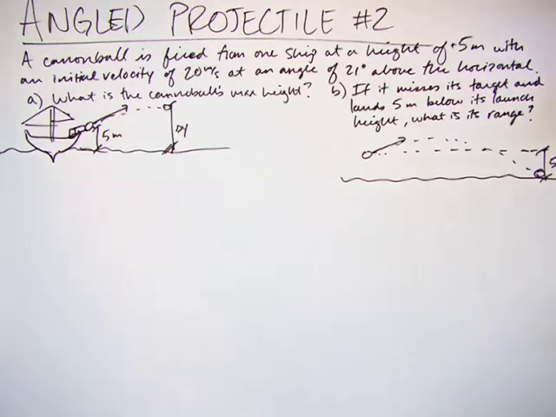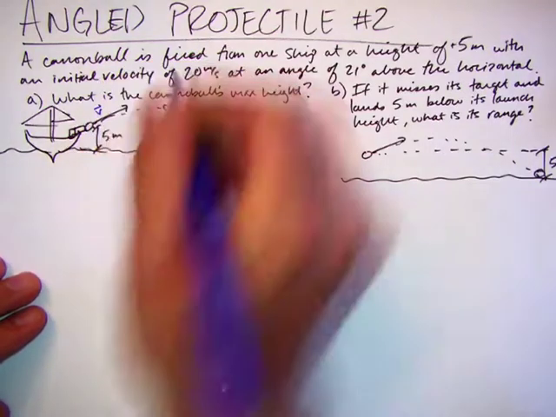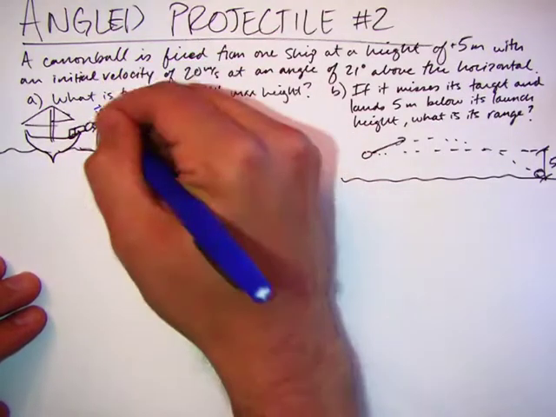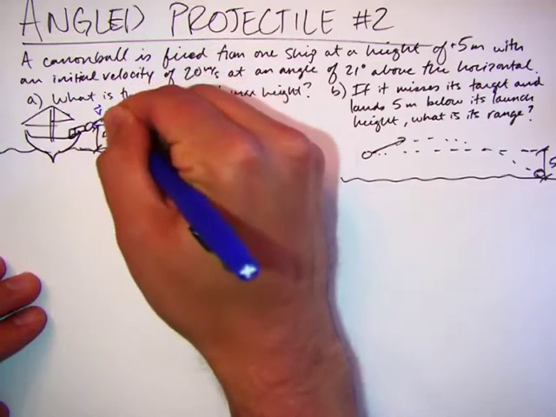B, if it misses the intended ship and then lands in the sea 5 meters below where it started, so basically at its initial height, what is its range? How far did it travel horizontally? So we see it's an angled projectile, so right off the bat we should be thinking, this is my velocity, this is my angle. Let me find my v naught y, my v naught x.